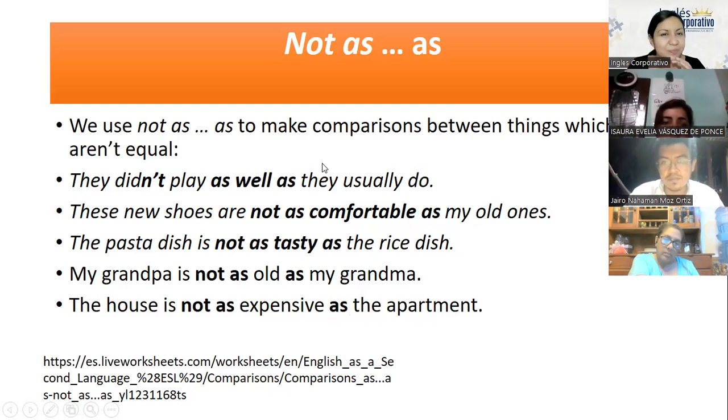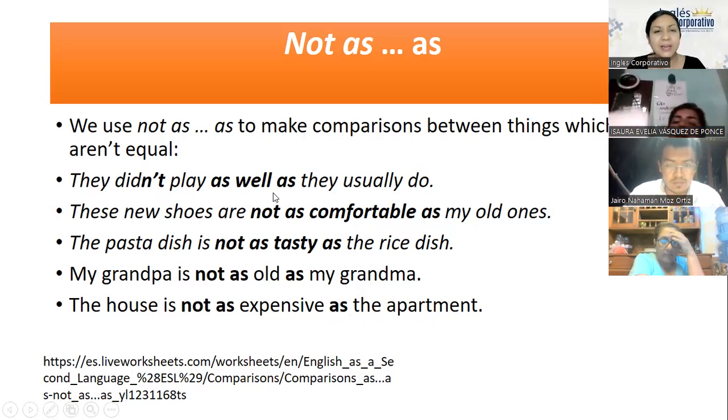Thank you, Jairo. So what does each sentence mean? For example, they didn't play as well as they usually do means that they usually play better. The new shoes, it wants to say that the old shoes are more comfortable. And the other, we want to say that the rice dish is better, is tastier. And my grandpa is not as old as my grandma. Who is older, the grandpa or the grandma? Who is older?